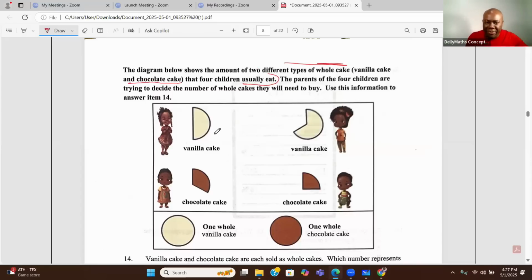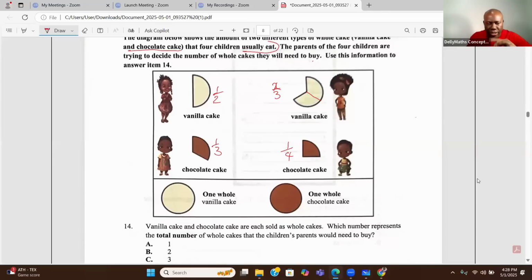So this person will eat half of this. This is a half. This is a third. This person will eat a third. This is a third right here, and this person will eat 1/4. So this is what they would eat, all right? So here's the question though. It says here, the parents of the 4 children are trying to decide the number of cakes they will need to buy. So we're going to answer the question.